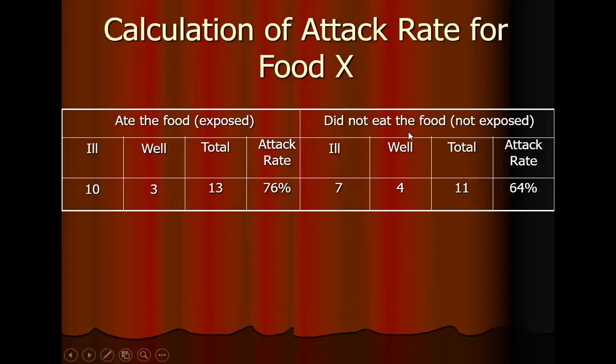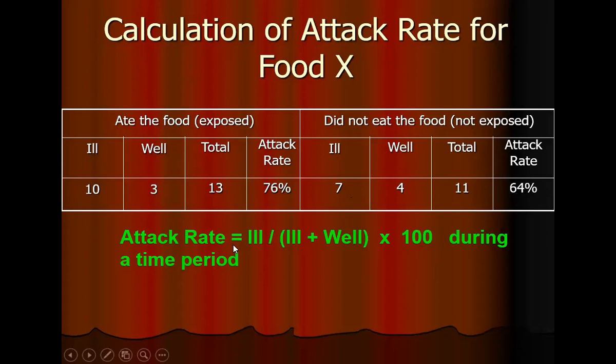So the first group are those persons who ate the food, and the second group is who did not eat the food. The first group is exposed to a particular stale food, and the second group is not exposed. Among the exposed, 10 were ill, 3 were well. Total were 13. Among the not exposed, 7 were ill, 4 were well. Total 11.